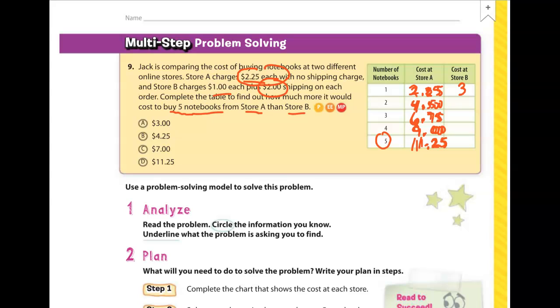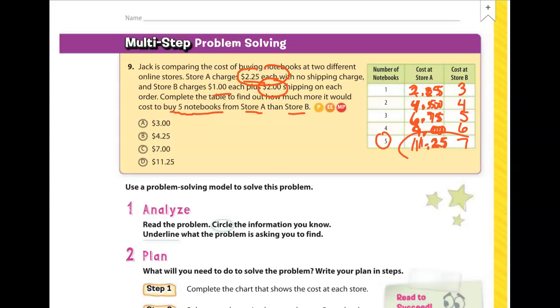Let's see what happened with 2 notebooks. So 2 notebooks for $1 would be $2 plus the shipping charge. What's that going to be? Very good, $4. So actually it becomes a little bit cheaper from store B, starting with 2 notebooks. So let's go ahead and finish filling in the chart. $3 for 3 notebooks plus $2 is what number? 5. $4 for 4 notebooks plus $2 is 6. And then $5 for 5 notebooks plus 2 is going to be 7.